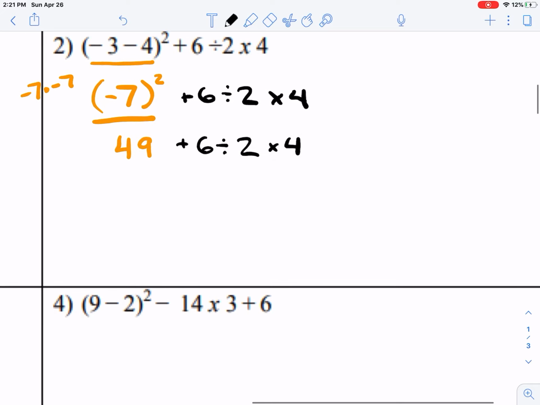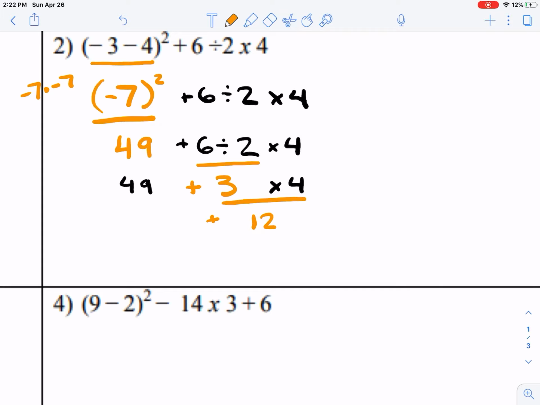And now our next step is multiplication and division. So let's look where that comes up first. And right here we can see 6 divided by 2. So we're going to bring everything else down first. So our 49, and we will be left with something times 4. And 6 divided by 2 here, we have 2 positives, so we're going to get positive 3. And then our next step we still have our multiplication. Remember, we were working from left to right. So 3 times 4 is 12. And we're going to go ahead and bring down our 49. And then our final answer would be 49 plus 12, which is 61.